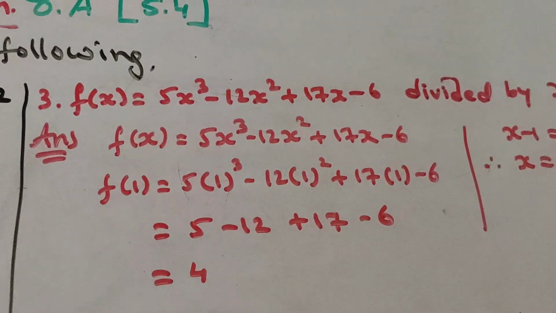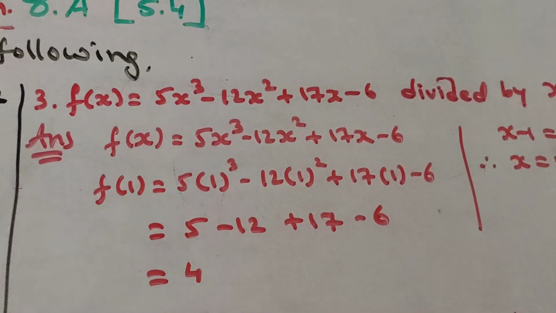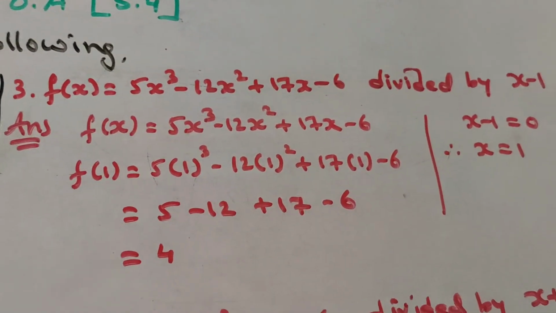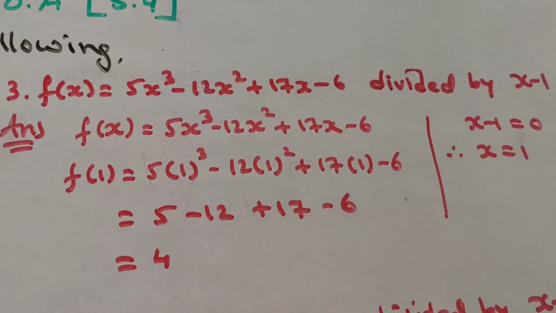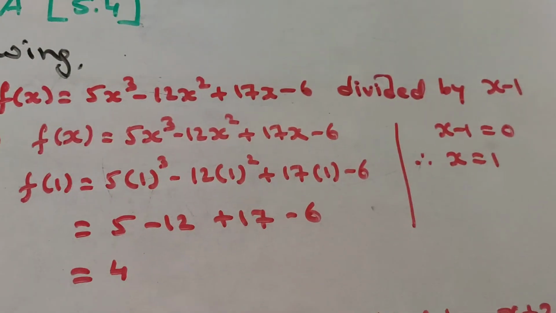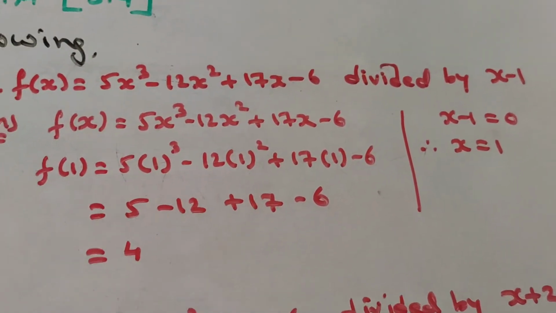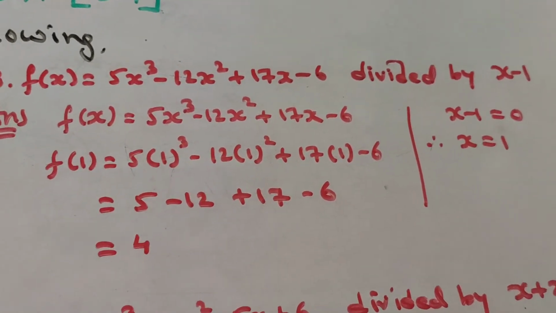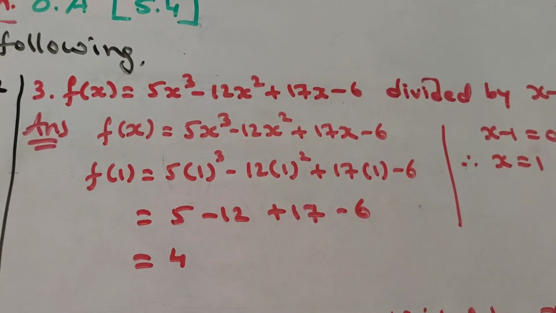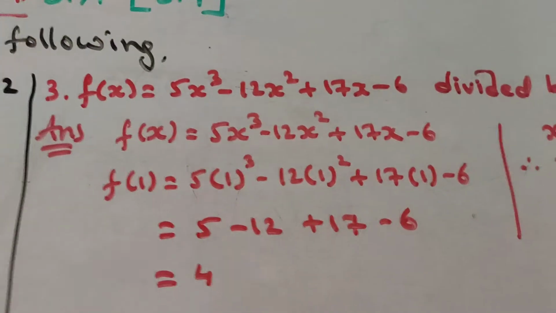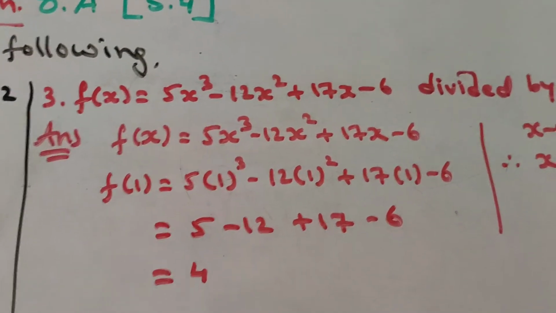f(x) is equal to 5x cube minus 12x square plus 17x minus 6 divided by x minus 1. So we'll write down f(x) is equal to 5x cube minus 12x square plus 17x minus 6. On the right hand side, we'll make a small column stating x minus 1 is equal to 0. Therefore, x equals 1. By placing the value of x in f(x), we are able to find out the remainder. So, what is the remainder here? 4 is the remainder. This is how we find out whether it is a factor or not.